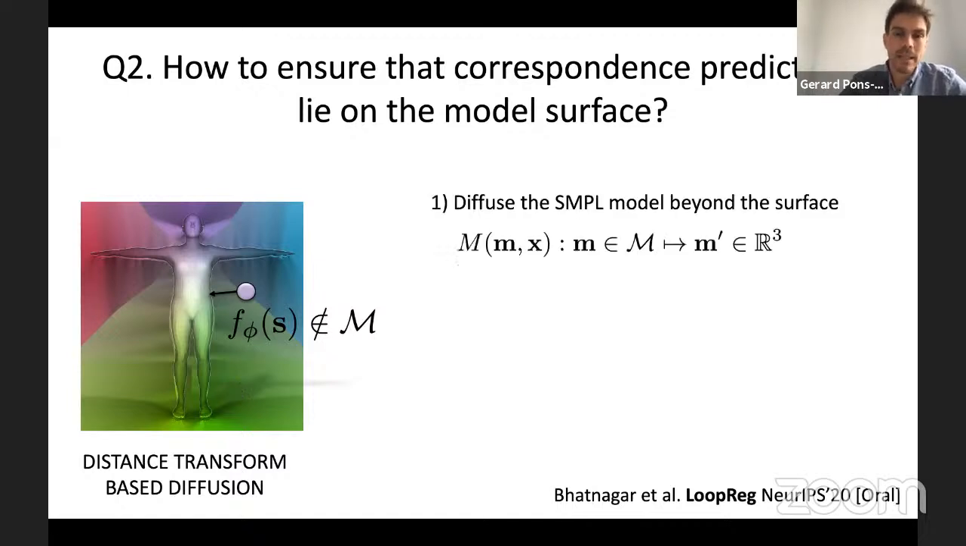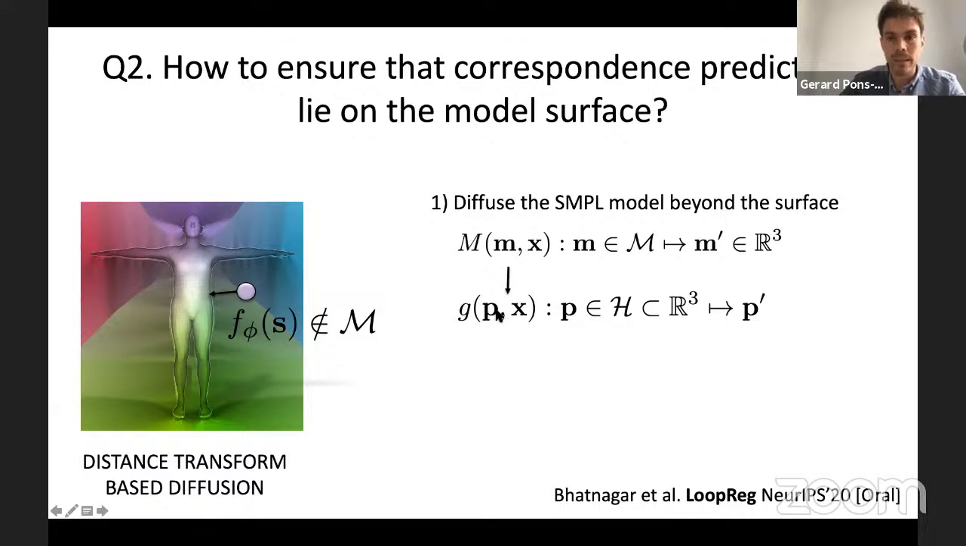So this is basically using the distance transform, we can diffuse the model beyond the surface, right? We can propagate this function that is only defined on the vertices to all the 3D space. This is good because now we have an equivalent function G, which is not defined on the vertices, but is defined on all the space, which is this 3D space, this canonical space. But that's great because now, at least if my network predicts off the manifold, I know how to forward map this point. So at least I'm not clueless.